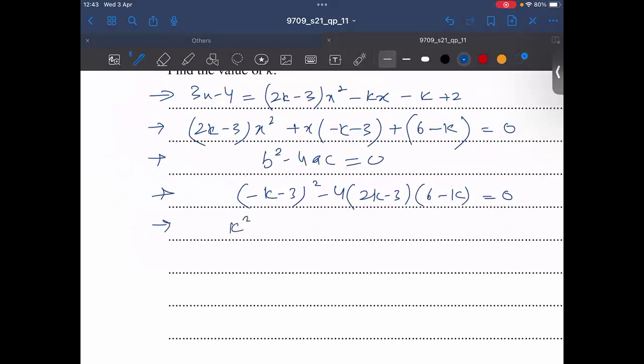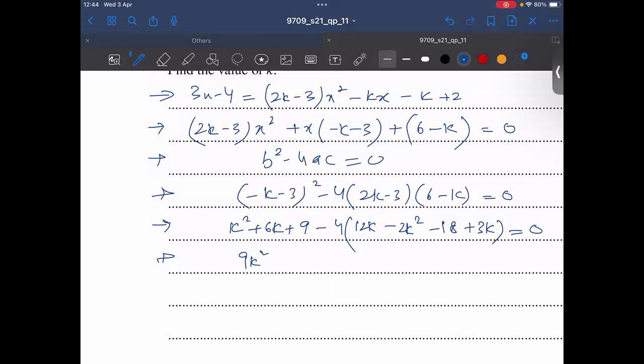Then you're going to have k square plus 6k plus 9 minus 4. It's going to be 12k minus 2k square minus 18 plus 3k. Just let me know if I write anything wrong. So it's going to be 12k minus 2k square minus 18 plus 3k equal to 0. So it's going to be k square plus 8k square. It's going to be 9k square. And so 12 plus 3 is what?